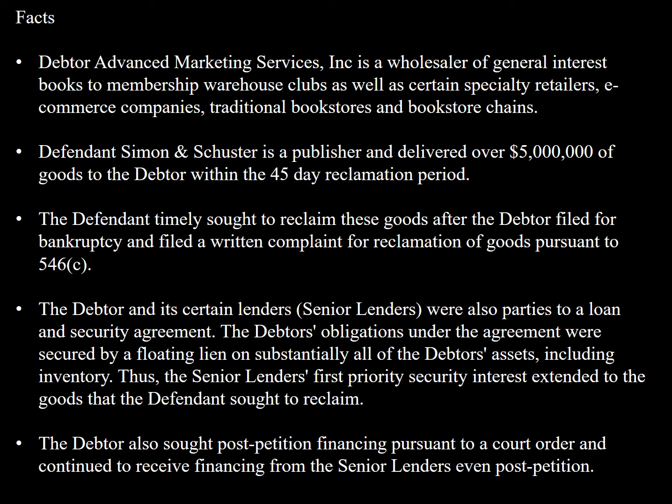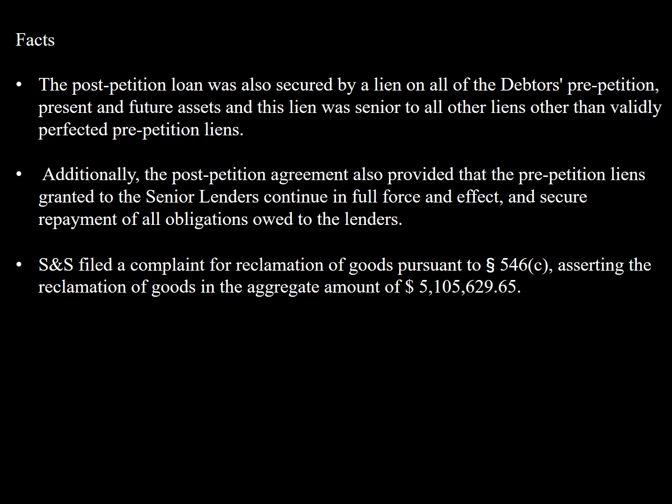And so Simon and Schuster sought to get priority status or get their goods back, and the court ruled, hey, we have a new post-bankruptcy lender. The lender has a floating lien on everything, and that includes your books. So you're not going to get anything back, and you don't get an admin claim. I'm getting ahead of myself a little bit, but that was the conclusion.